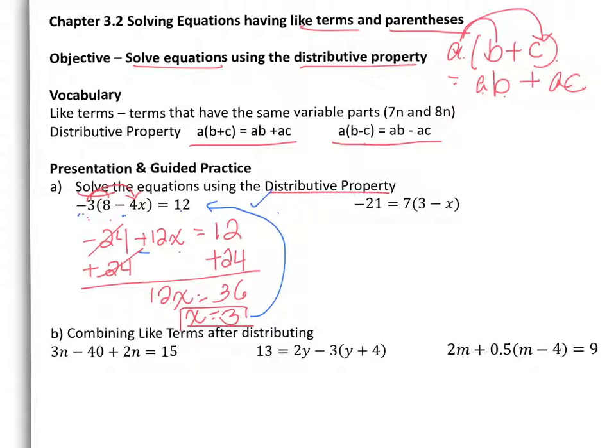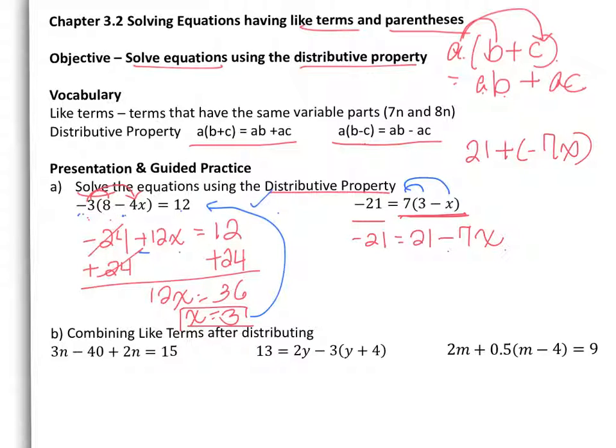And here, we need to simplify this side of the equation. There's nothing to do on this side, so we simply recopy it. 7 times 3 is 21. 7 times negative x is negative 7x. You must be wondering, why did I say negative 7x? Why not subtraction? Remember, you can rewrite this as 21 plus negative 7x. So why not just treat the subtraction sign as a negative sign?